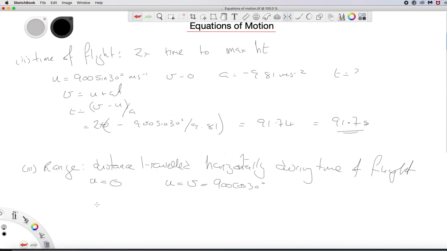So, S equals ut plus a half at squared, where A is 0, so S equals ut, which equals 900 cos 30 degrees times the time, which was 91.74, and that gives us 71.5 kilometers.